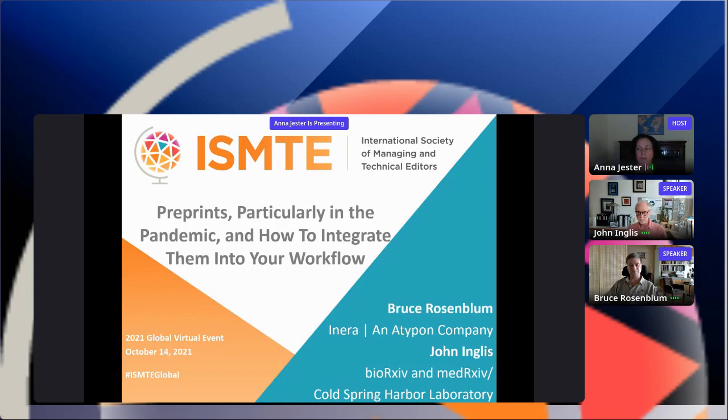Our first speaker is John Inglis from bioRxiv Cold Spring Harbor Laboratory. Dr. Inglis is a professor at Cold Spring Harbor Laboratory in New York, co-founder of the laboratory's preprint servers bioRxiv and medRxiv, and founding executive director and publisher of Cold Spring Harbor Laboratory Press. He serves as an advisory board member of MIT Press and the Research on Research Institute, and as a director of the Life Science Alliance. He has a PhD in immunology from the University of Edinburgh Medical School, and was formerly an assistant editor of The Lancet and founding editor of Immunology Today.